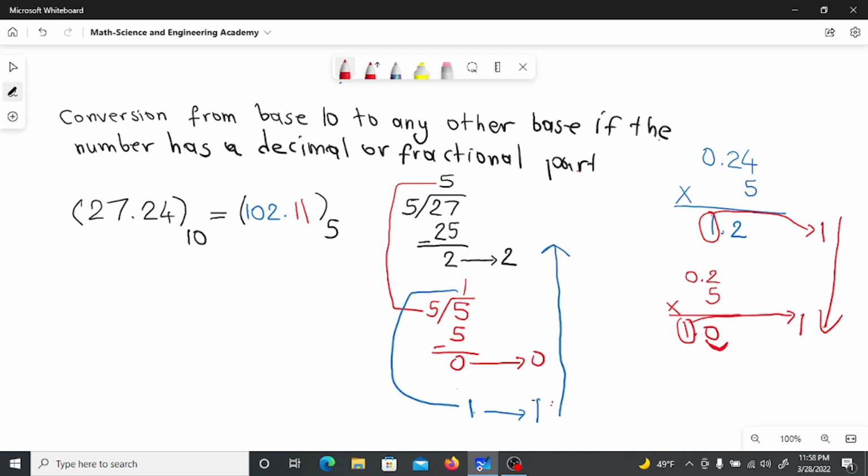So these two examples explain how to convert from base 10 to another base. Let's try to do the reverse, from any base to base 10 if there is a fraction part or decimal places.